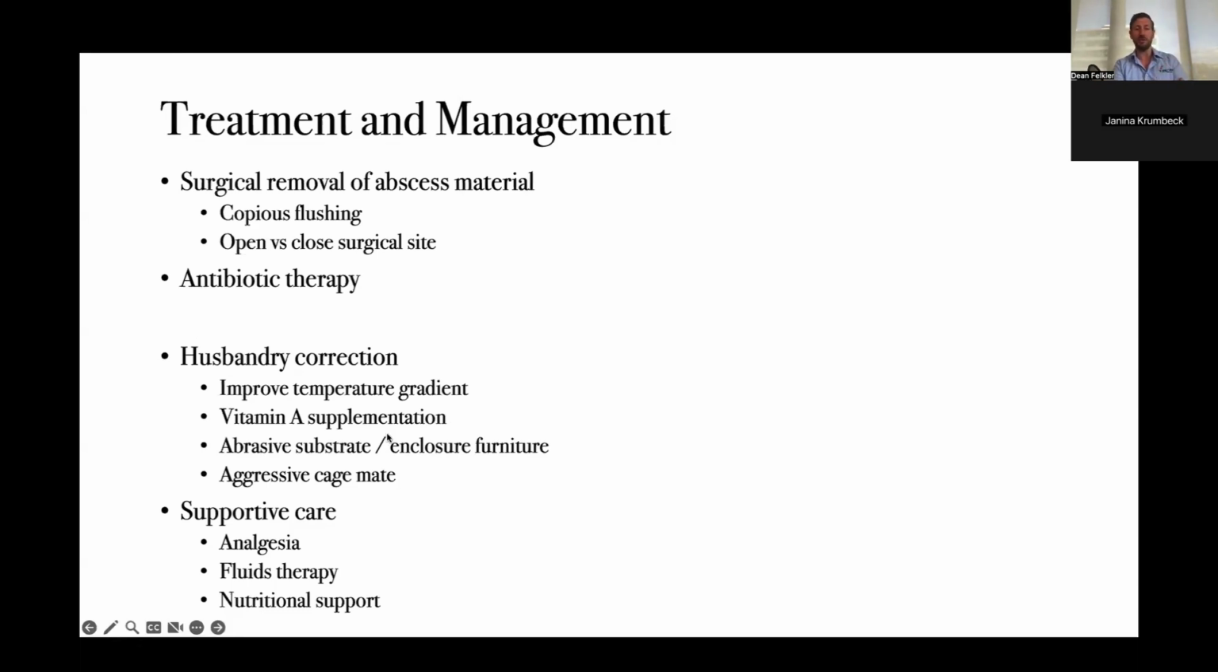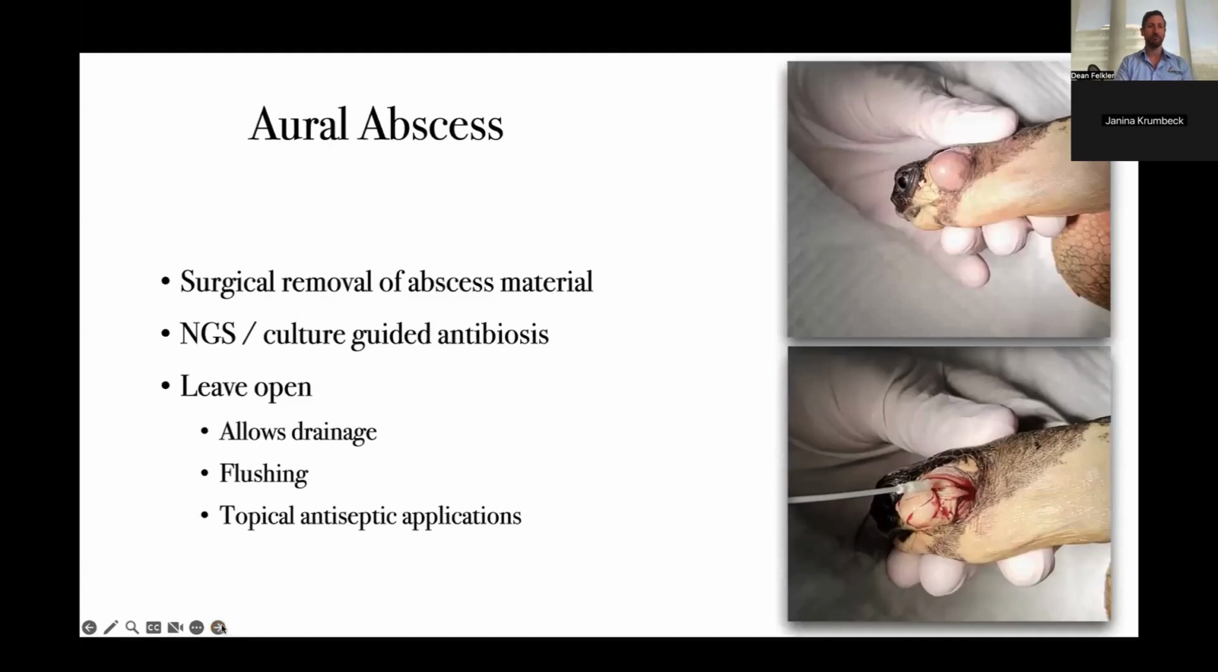Are there any abrasive surfaces in the enclosure or substrate that can cause a breakdown of the integument and allow microorganisms to enter the body? Or is there an aggressive cage mate that likes to attack each other? Again, that can let bacteria in. And obviously, these abscesses can be painful, so we want to give analgesia, fluids if it's dehydrated, and nutritional support if required as well. So here's just an example of an ear abscess. You want to anesthetize these, and I used to just do a small crescent opening and pull the infection out. Now I just take the whole thing off, because I find you can do a much better job.